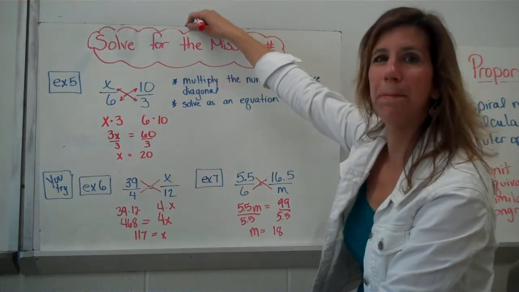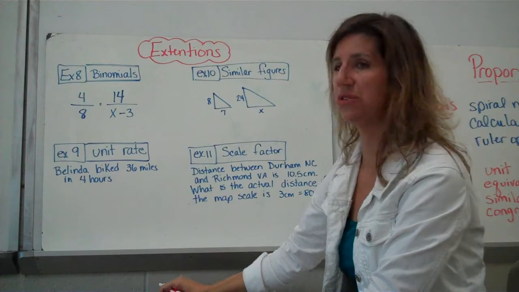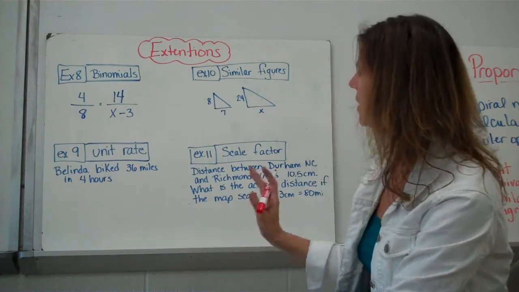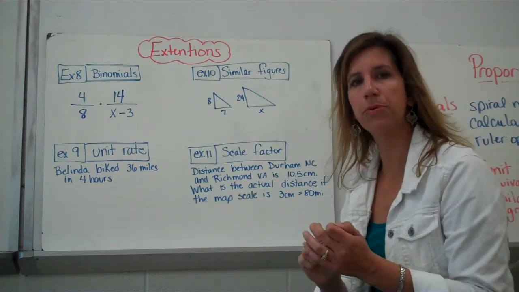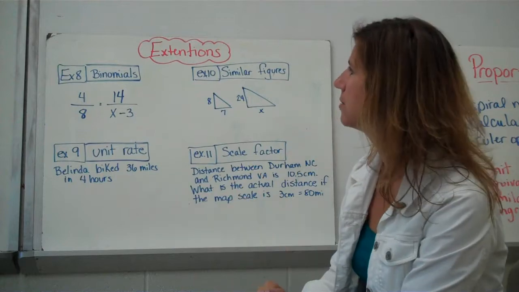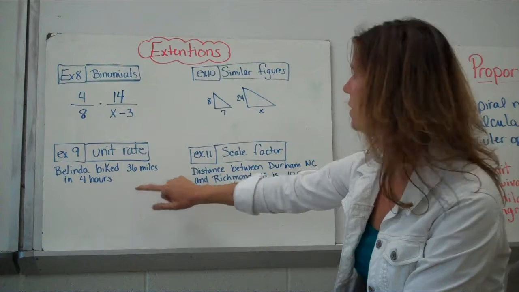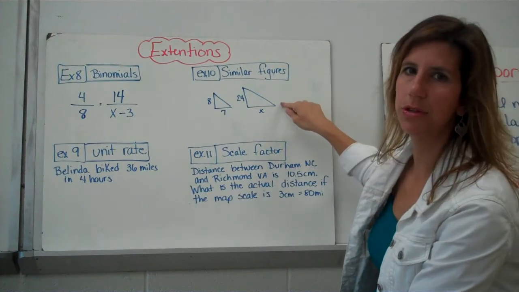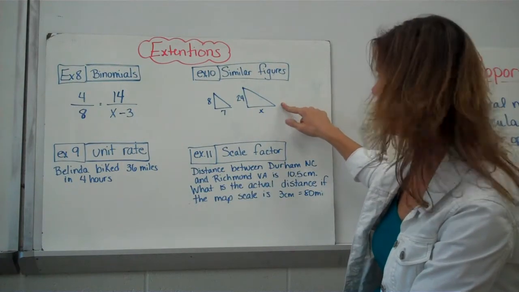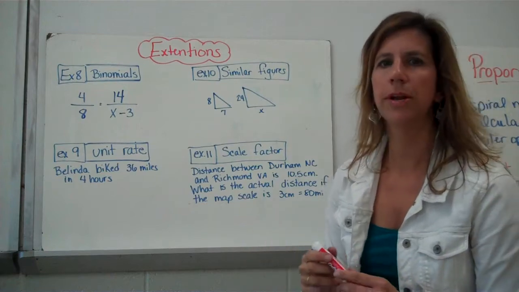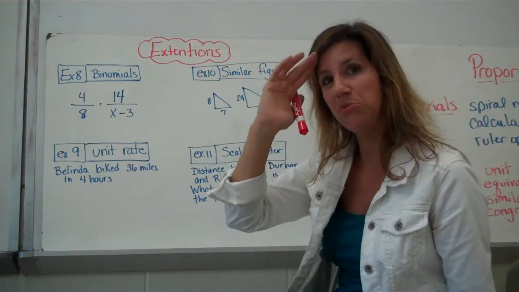All right? That's the basics of proportions. And if you can do that, you can do any problems. But here's some extensions. And we're going to do some practice problems with each one of these types. But we've got binomials here. Unit rate, which means 1, similar figures, similar meaning that same shape, just different size, and then scale factor. So I'm going to go through these with you and know that we're going to do more of these in class.